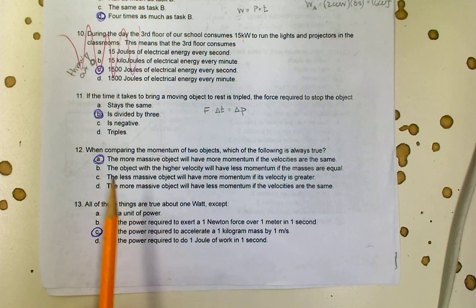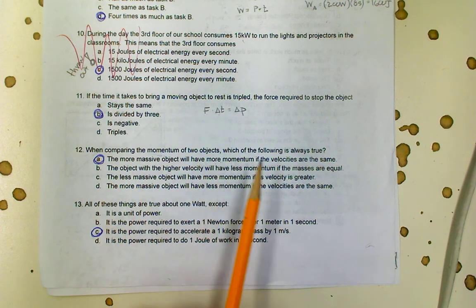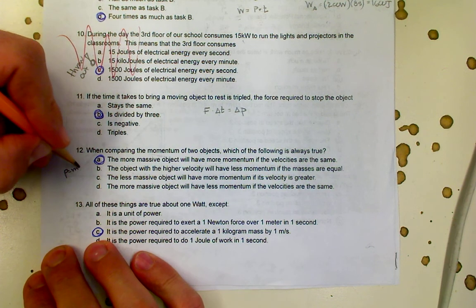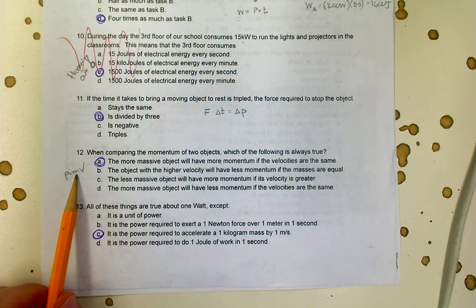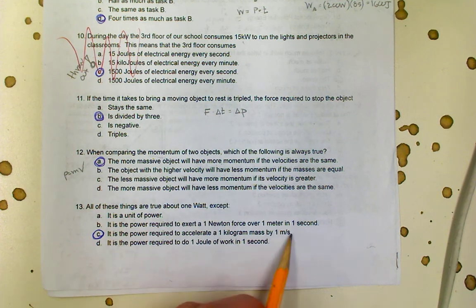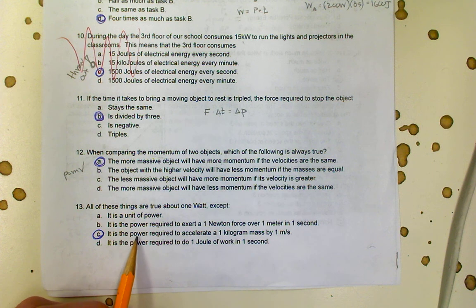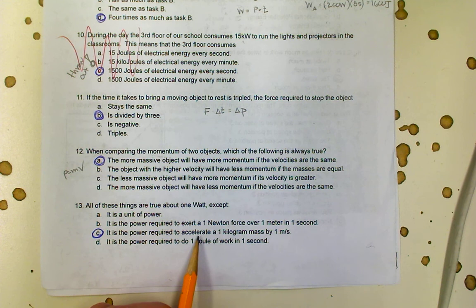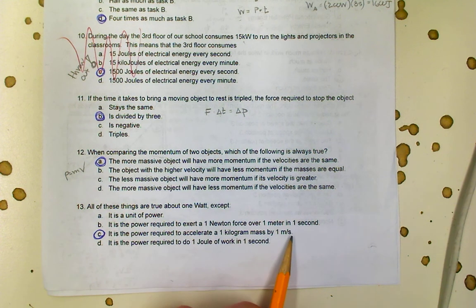When comparing the momentum of two objects, which of the following is always true? Again, this is just a p equals mv problem. The more massive object will have more momentum if the velocities are the same, A. And then all of these things are true about 1 watt except for C. This is actually an attempt to describe what a newton is, not what a watt is. A newton is the force that's required to accelerate a 1 kilogram mass by 1 meter per second in 1 second. But that is not the definition of power.